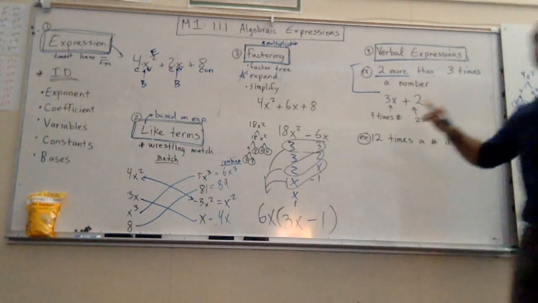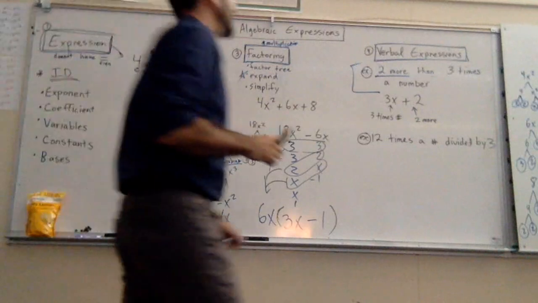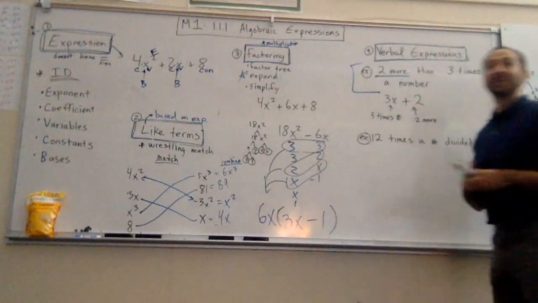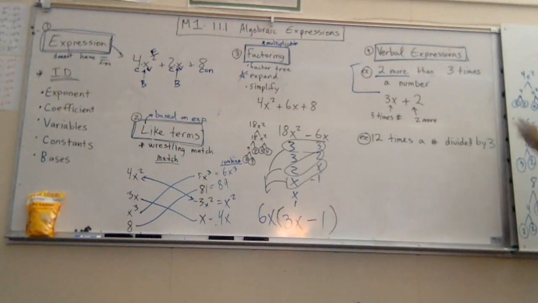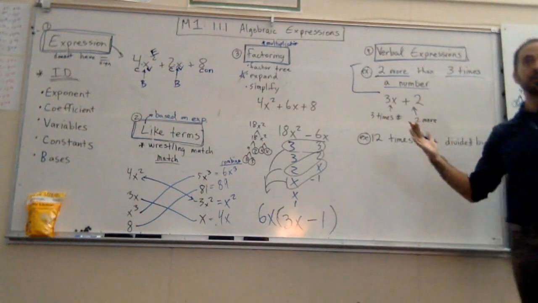So we're going to do that. Let's see, what's another one here? How about Vanessa? What's another part that's important up here? 3 times, and I'm going to underline all this. 3 times a number.